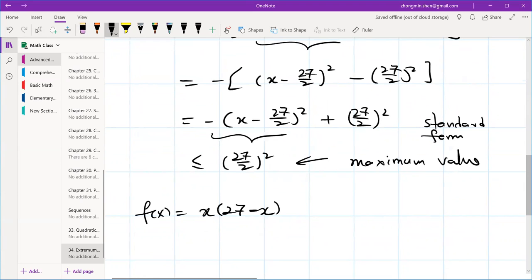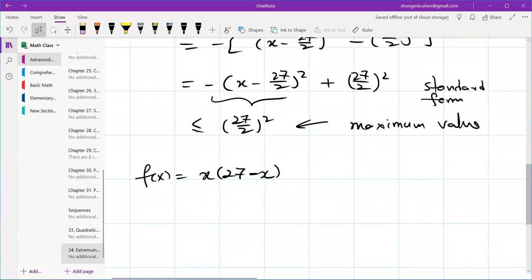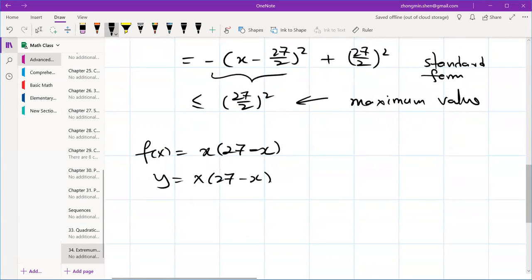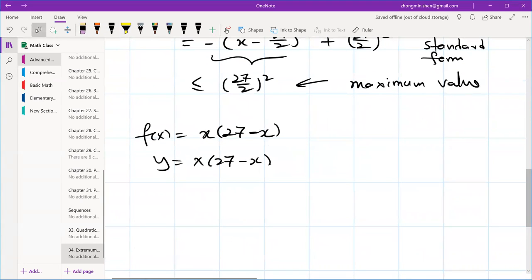This is a very special form. So from here, you will see that if I let y be f of x, then I just need to find the maximum value for y, right? So I know that when x equals 0, y is 0. Okay, good. But also it's easy to see that when x equals 27, y is also 0. What does that mean? So you get two x-intercepts of the parabola.